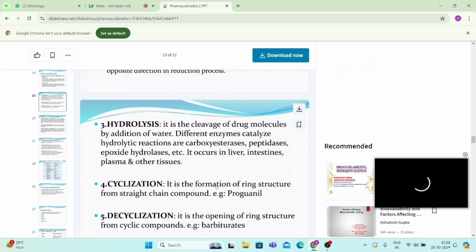Next, coming to another metabolic reaction, that is hydrolysis. Hydrolysis means here you are going to add water to cleave the drug molecule. Cleavage means cutting the drug molecule.